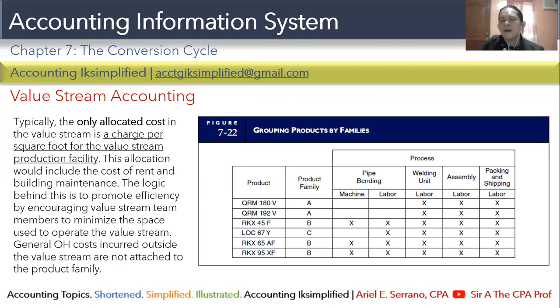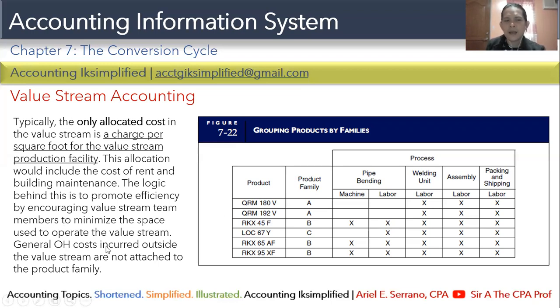Now, for the overhead, there is only one allocated cost here. And this is the charge per square foot for the value stream production facility. Please notice here, charge per square foot for the value stream production. Yun lamang po yung ating ina-allocate. And this allocation would include the cost of rent and building maintenance. Okay? Ano ba kasi ang reason? What is the logic? Bakit ganito? We try to be efficient, no? We are promoting efficiency by encouraging the value stream team members na i-minimize yung paggamit ng space. Minimize the space used to operate the value stream.